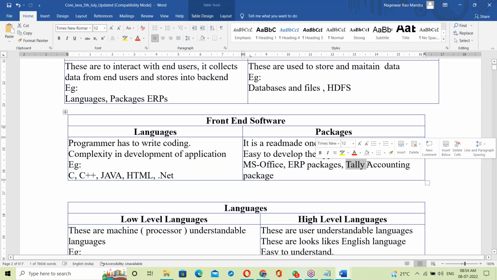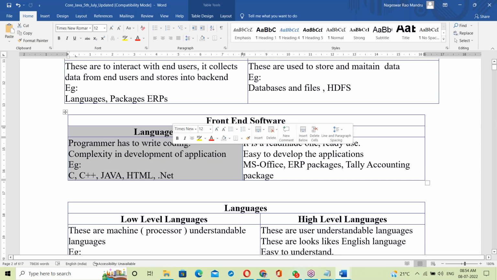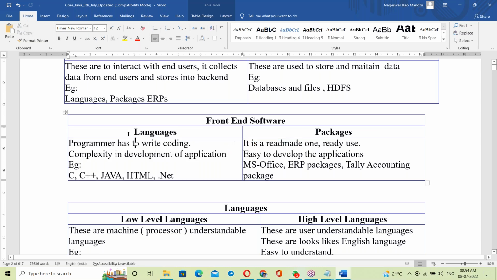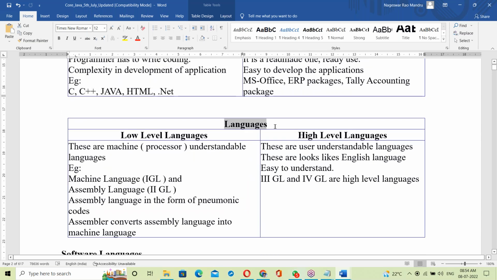Without any coding, coding is not necessary. But when we come to language, we should write the coding, meaning programming. The programmer has to write the code. In a language, everything is code. It's programming. What is Java? Java is a language. Java comes under languages. Now let us move to languages.